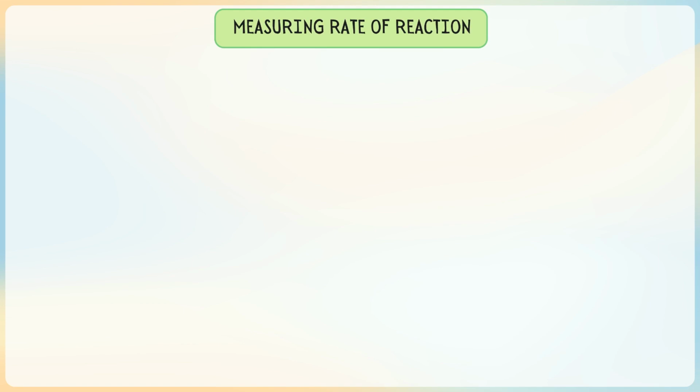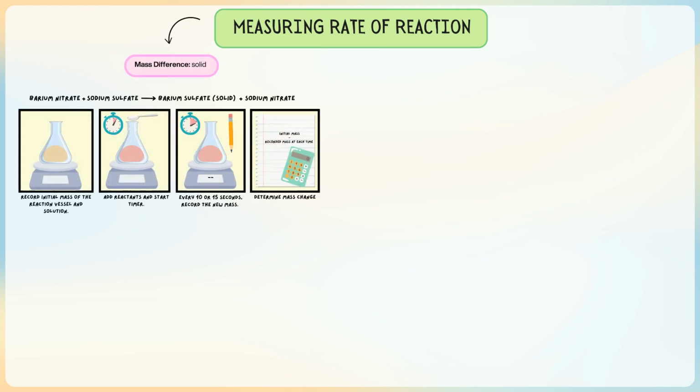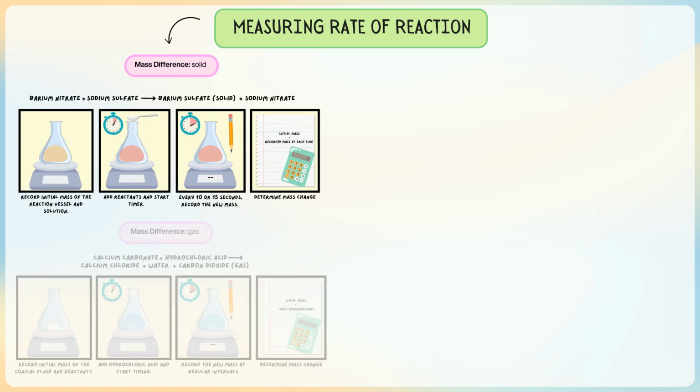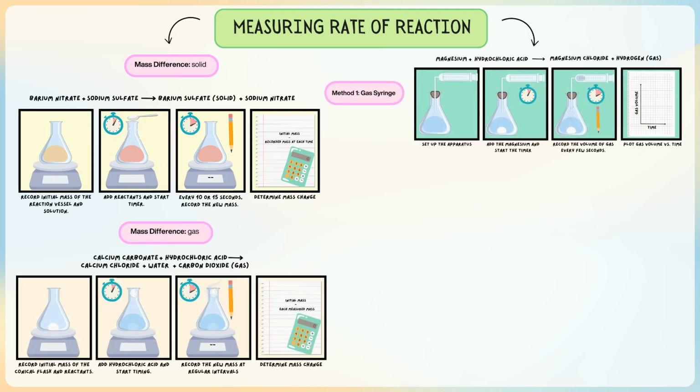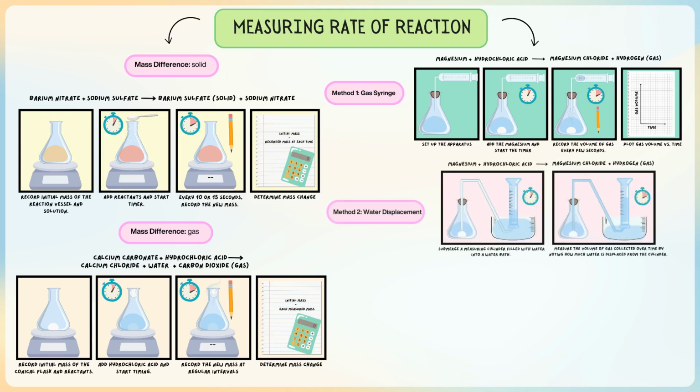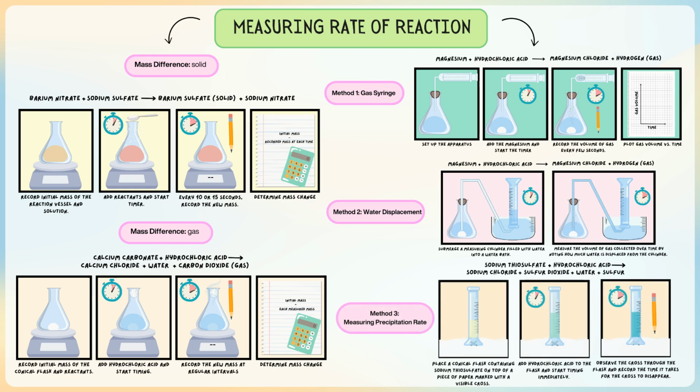In today's lesson, we explored several methods for measuring the rate of a chemical reaction. We looked at how changes in mass can be used to track reactions where solids are formed or gases are produced. We also examined how measuring gas volume with a syringe or through water displacement can give precise insights into reactions producing gaseous products. Finally, we discussed the use of precipitation methods to measure the rate at which a solid forms, though noting its subjective nature.